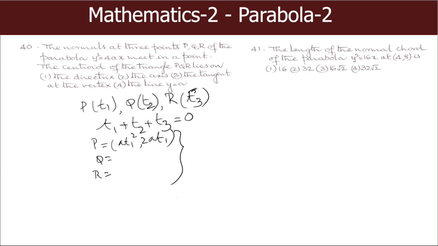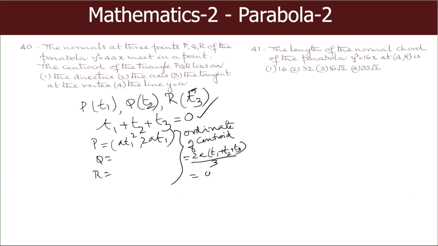So, what is the centroid? What is the y coordinate of the centroid? Ordinate of centroid equals (2at1 plus 2at2 plus 2at3) by 3. అంటే 2a into (t1 plus t2 plus t3) by 3. And this is equal to 0 because t1 plus t2 plus t3 is 0. It's a simple question. So, the centroid has its y coordinate 0.